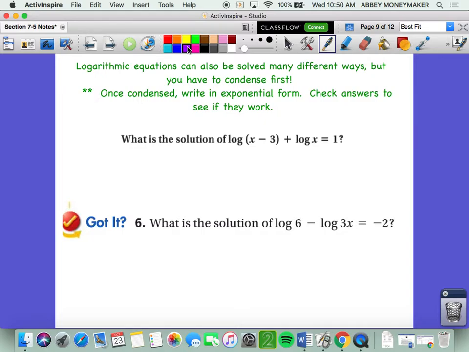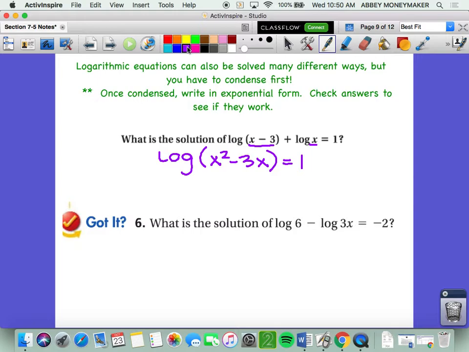What is the solution of log of x minus 3 plus log of x equals 1? Now, a red flag is raised here because we see 2 logs. We have to condense first. What does that plus sign tell me to do? Multiply. So I'm going to multiply the x by the x minus 3. Say x squared minus 3x is equal to 1.